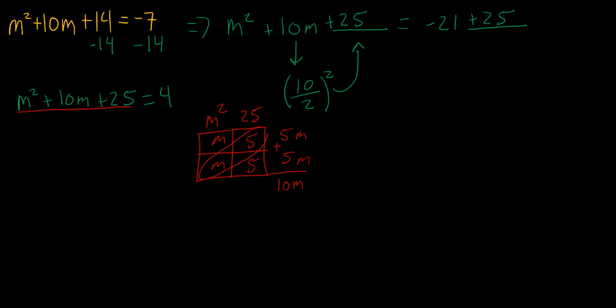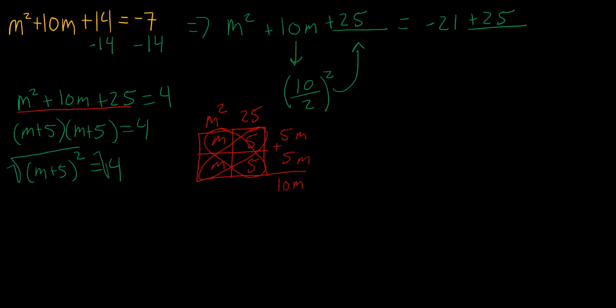Therefore, our factored form is m plus 5 times m plus 5. So I'm going to rewrite that over here. We have m plus 5 times m plus 5 equals 4. We can further rewrite that as m plus 5 squared equals 4. Now we have to take the square root of both sides. The squared sign goes away, so on the left-hand side we just have m plus 5, and on the right-hand side we have plus or minus 2.